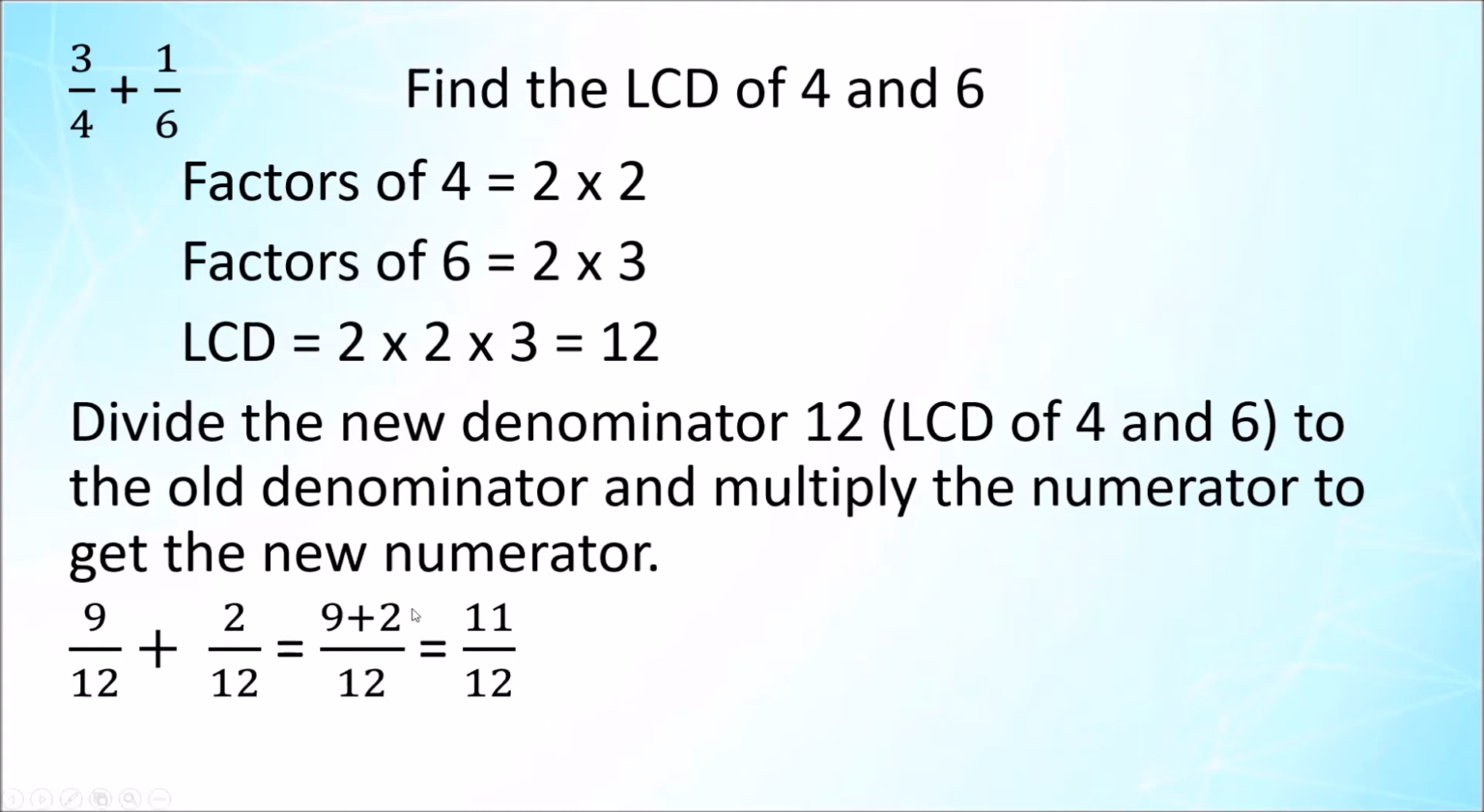So, therefore, now, 9/12 plus 2/12 is similar fraction. We can add now or subtract the given dahil parehas na ang kanilang denominator. Copy the common denominator of 12 and add the numerator 9 plus 2 and 9 plus 2 is equal to 11 over the common denominator of 12. So the sum of 3/4 plus 1/6 is equal to 11/12. So, ito ay already lowest term.